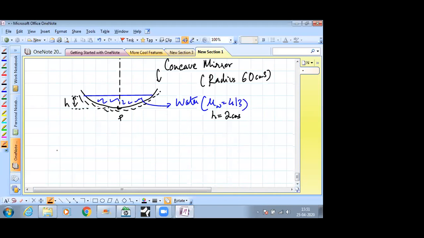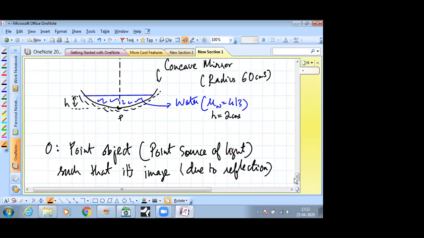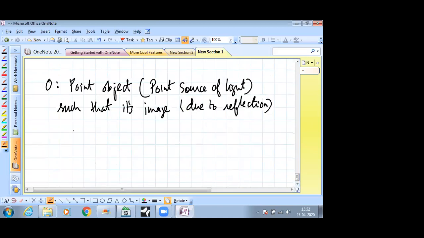So O is a point object. You can even think of it like a point source of light, like the tip of a candle, such that its image due to reflection coincides with the object. So find the distance OP at which we should place this.